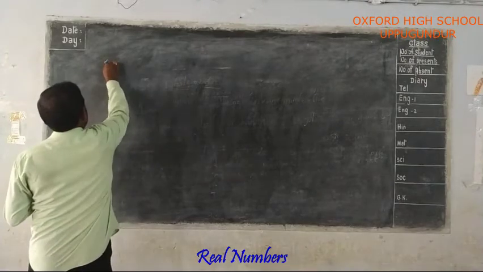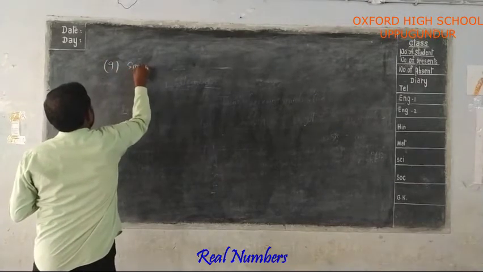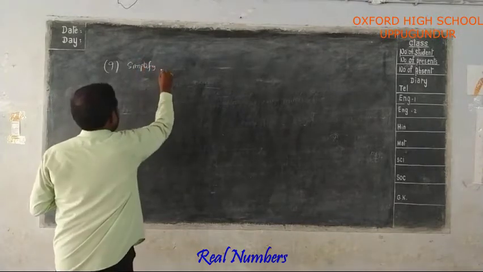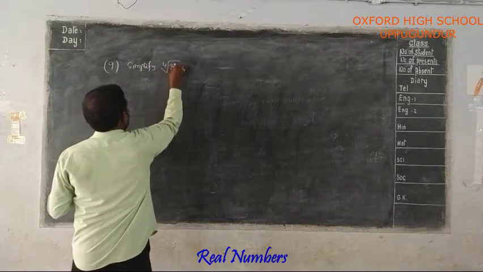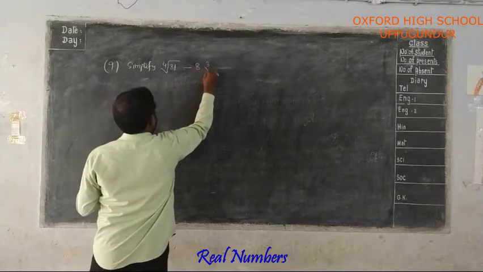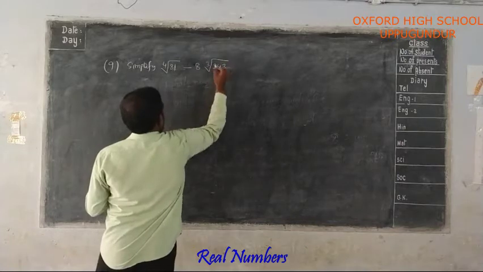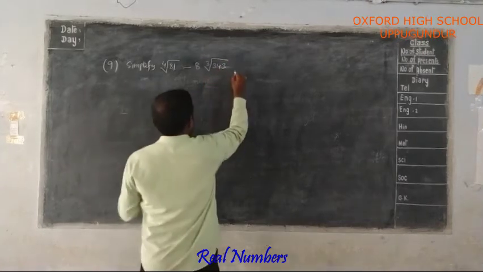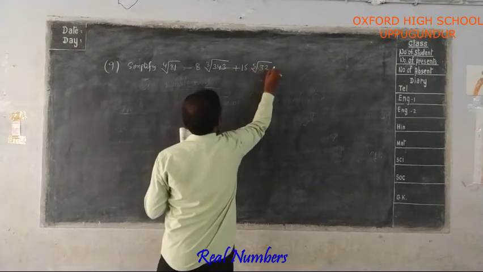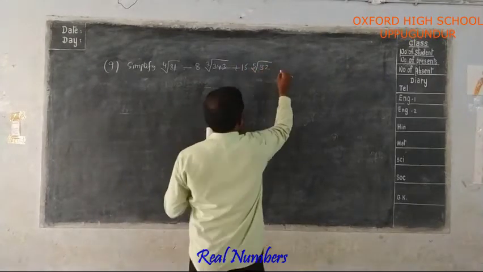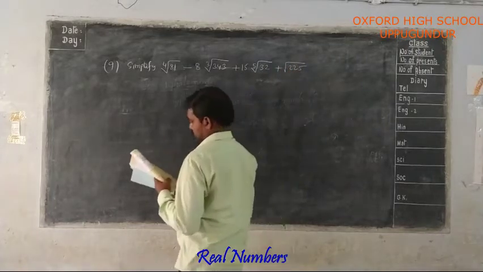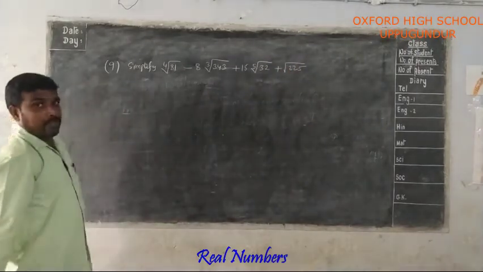Simplify fourth root 81 minus 8 into cubed root 343 plus 15 into fifth root 32 plus root 225. So this one you have to simplify.